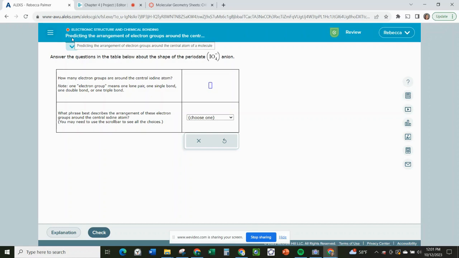So this one is predicting the arrangement of electron groups around the central atom of a molecule. So we have this ion, IO4 minus. It's an anion, periodate. Let's go to our whiteboard.